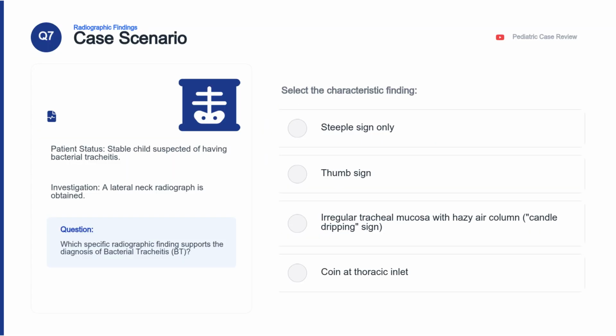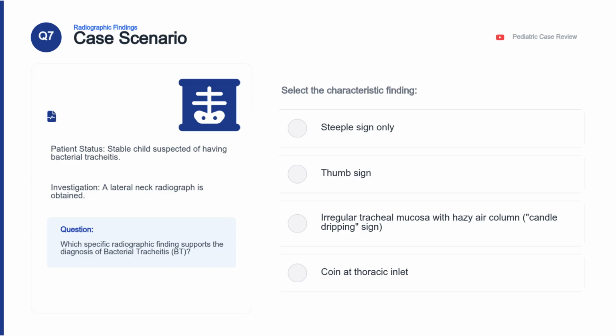Question 7 discusses radiographic findings. A clinically stable child with suspected bacterial tracheitis undergoes lateral neck radiography as part of the diagnostic workup. The emergency physician carefully reviews the imaging. Which specific radiographic finding on lateral neck radiograph most strongly supports the diagnosis of bacterial tracheitis?